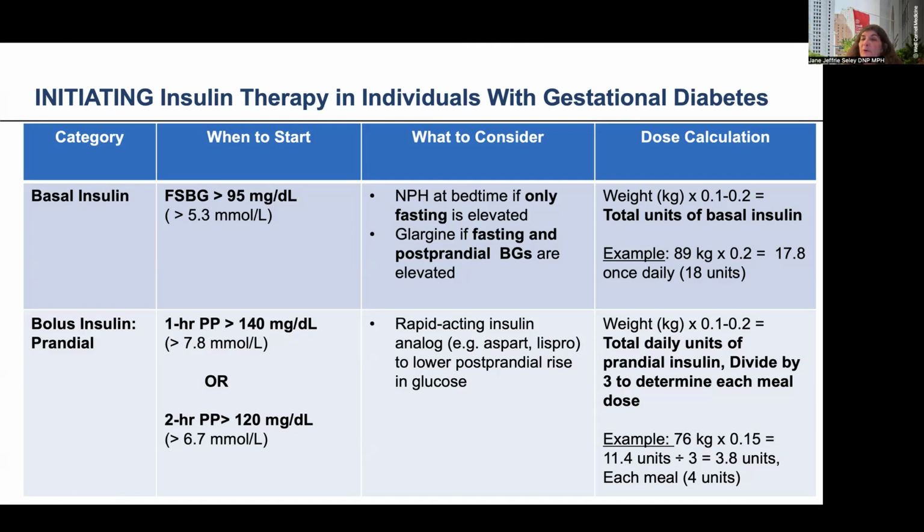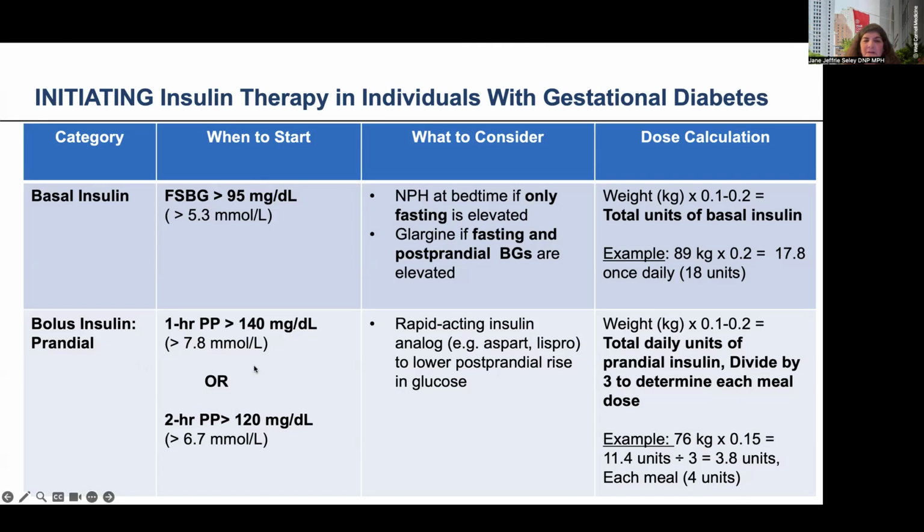So anywhere from 0.1 to 0.2 units per kilogram, when you calculate it times the weight, as we did here in this example. The number you get is their total dose of the basal or intermediate acting insulin. Then you can choose to round up or down based on your clinical judgment. If you think that they are resistant and could use the full amount, you go ahead and give them 18 units. If you want to err on the safer side, you can start with 17 and see what happens.